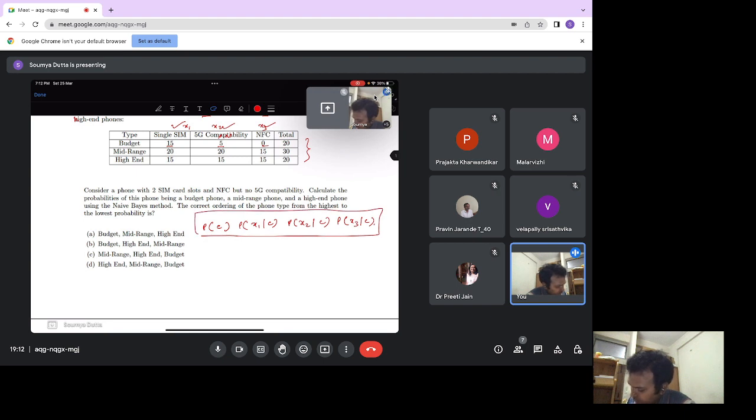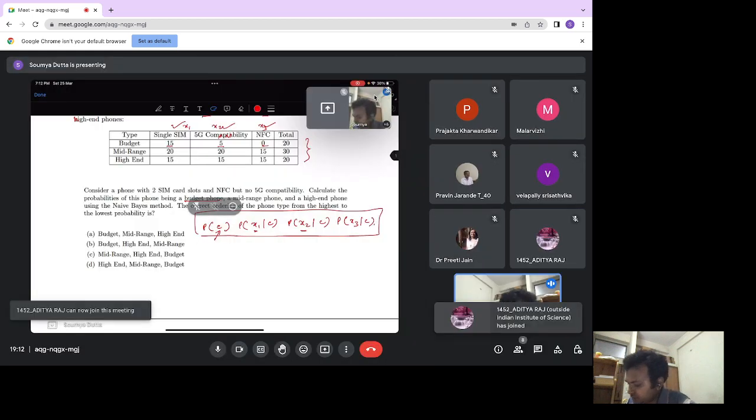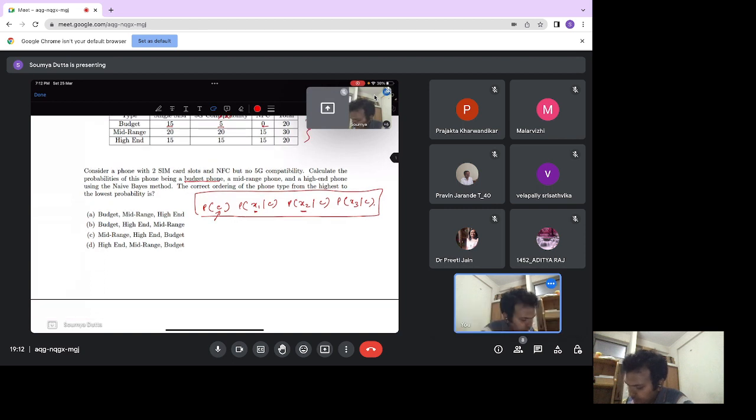So basically the answer would be this: you calculate the probabilities of this phone being a budget phone. You put the classes in one by one, and the features you already know, x1, x2, x3. You have to find the probability of these features occurring for a budget phone, mid-range phone and a high-end phone. So let's calculate one by one.